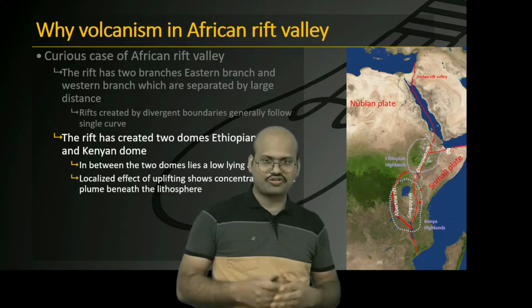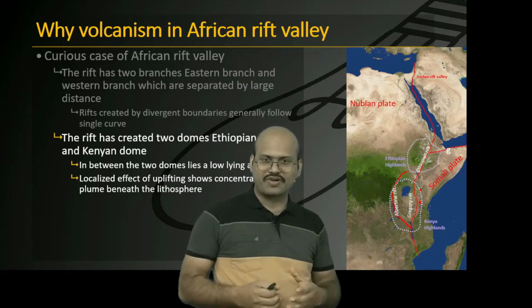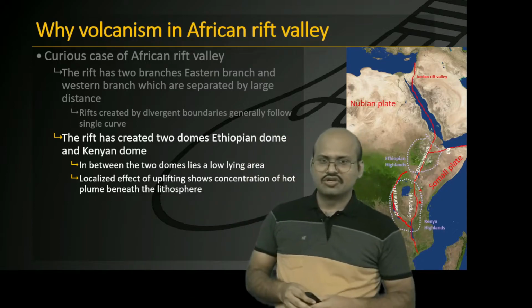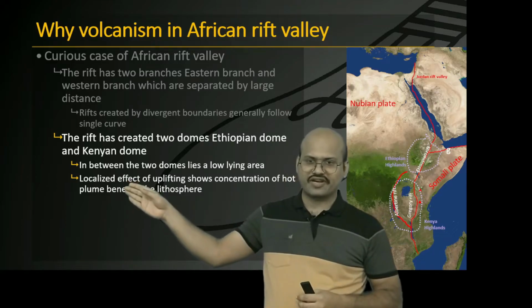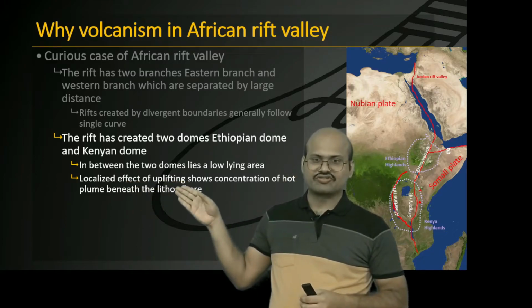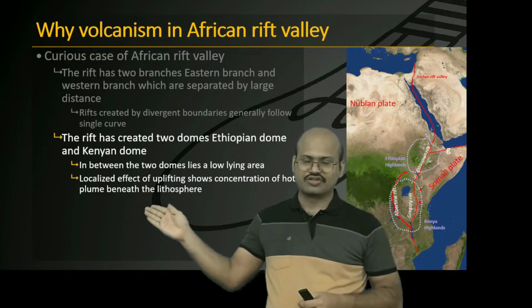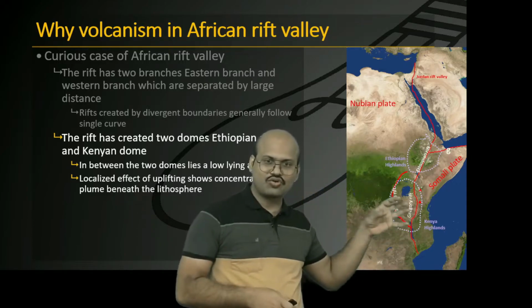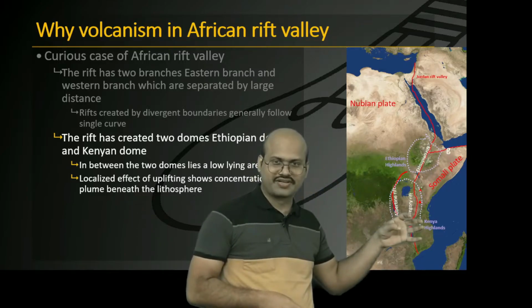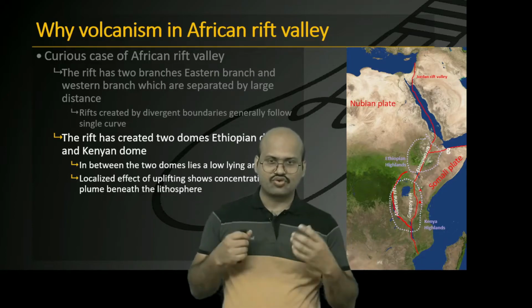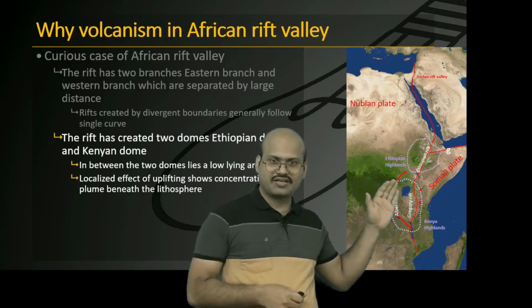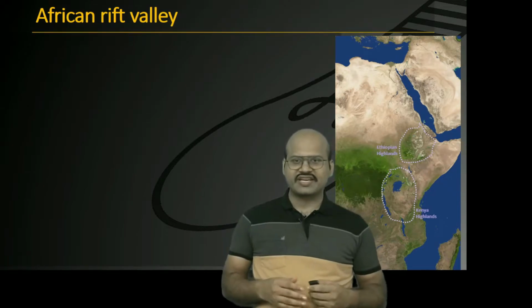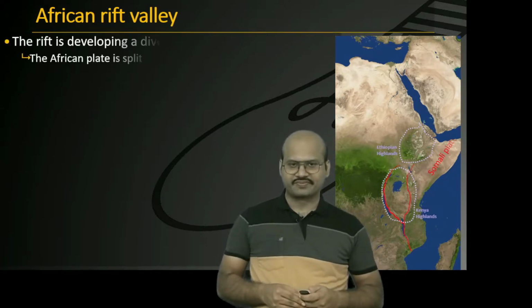Now this is also uncharacteristic of normal rifting. Because there is a localized effect of uplifting, it shows concentration of a hot plume beneath the lithosphere. Because two localized domes are formed here, it is believed that there lie two hot spots beneath the African plate. Now let's see the characteristics of the African Rift Valley.